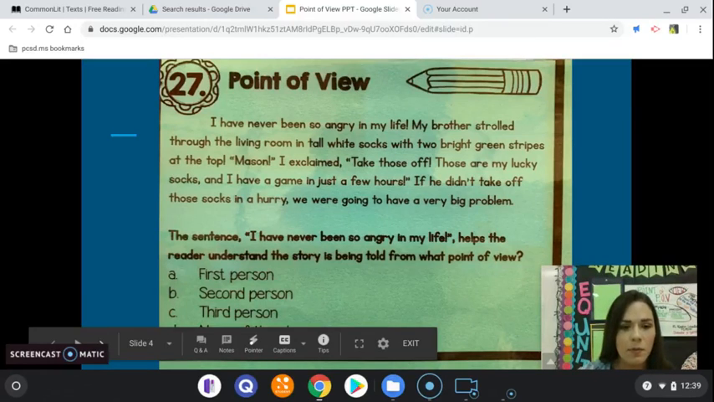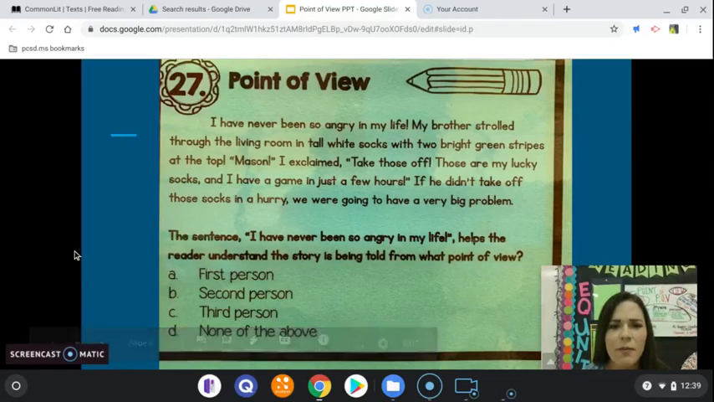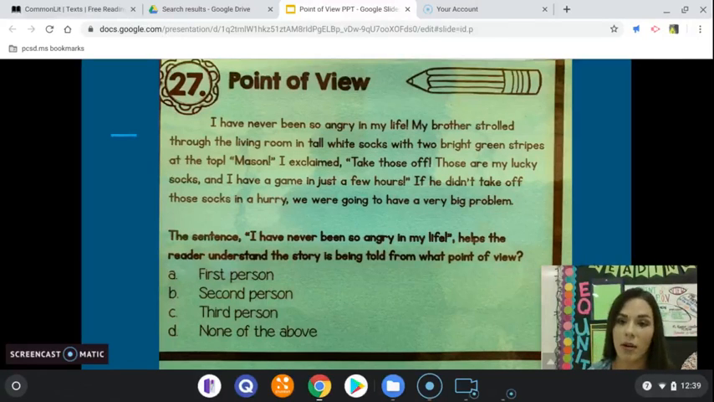So here's an example. I have never been so angry in my life. My brother strolled through the living room in tall white socks with two bright green stripes at the top. Mason, I exclaimed, take those off. Those are my lucky socks, and I have a game in just a few hours. If you didn't take off those socks in a hurry, we were going to have a very big problem.